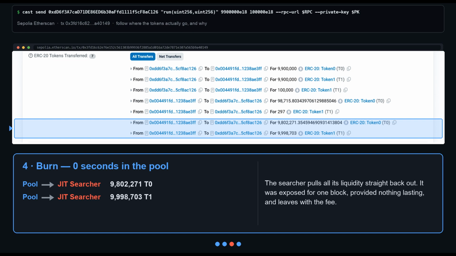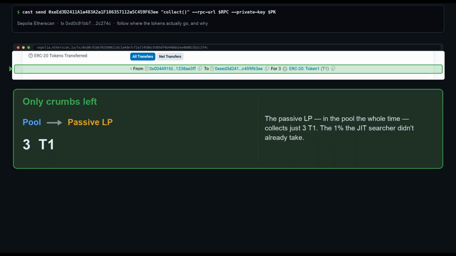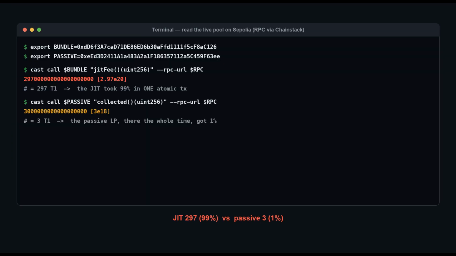Step 4, burn. It pulls all 9.9 million of each token straight back out. In one transaction it was in and out of the pool, exposed for essentially 0 time, and it walked off with the fee. And afterwards, the passive provider who genuinely sat in the pool the whole time collects what's left. Follow the token. The pool sends it just 3 of token 1. Almost nothing, because the searcher already took the other 99%, one block of work, for the fee that should have been the passive LP's. And in the terminal we read the split off the chain.